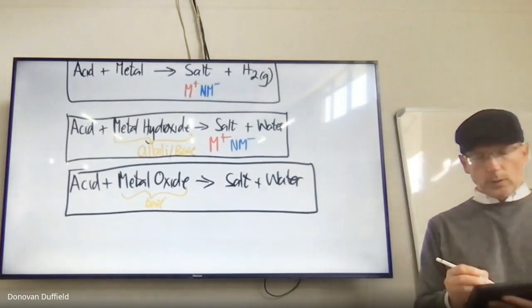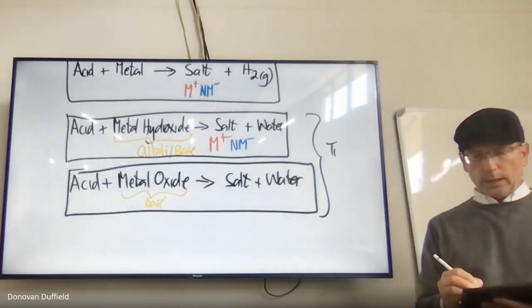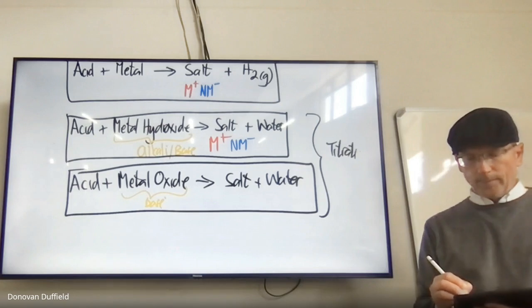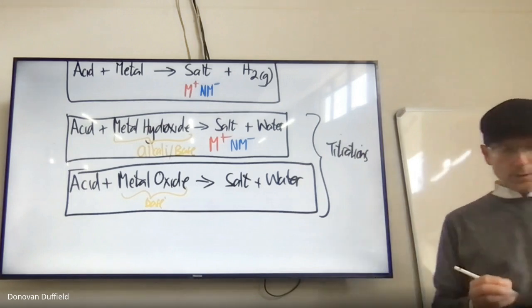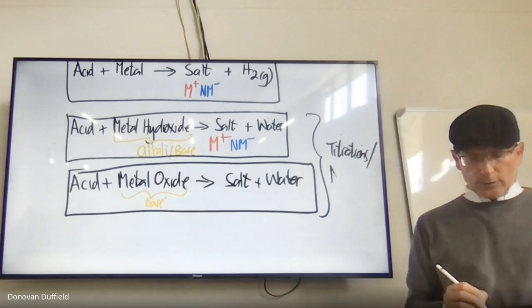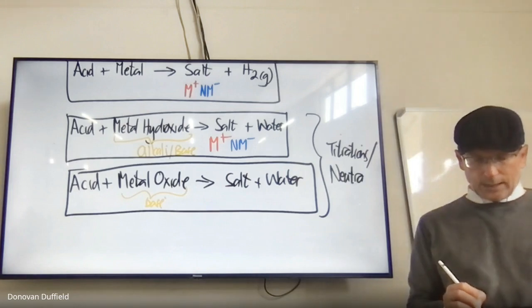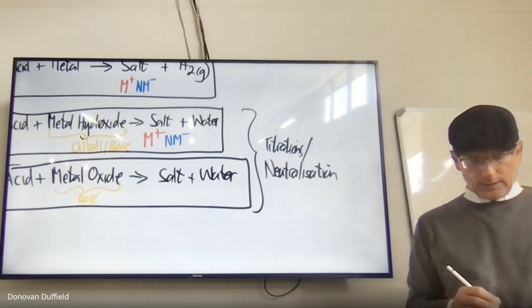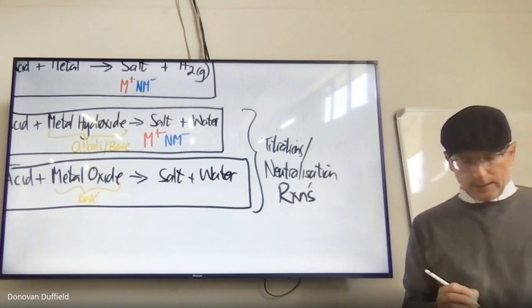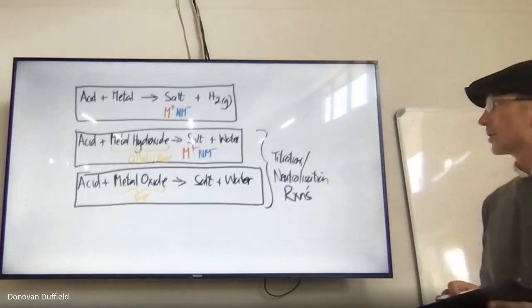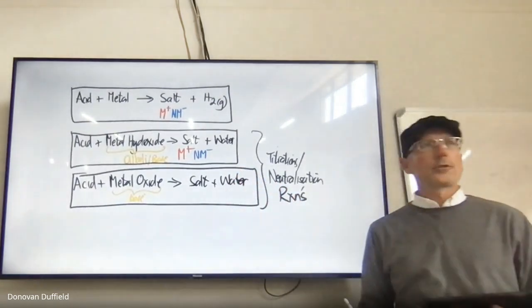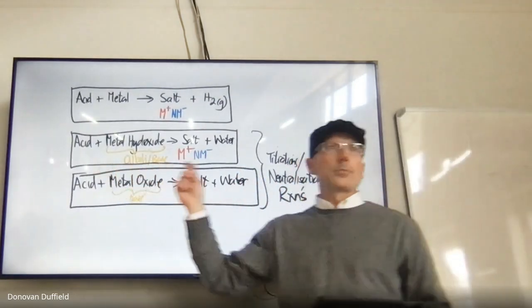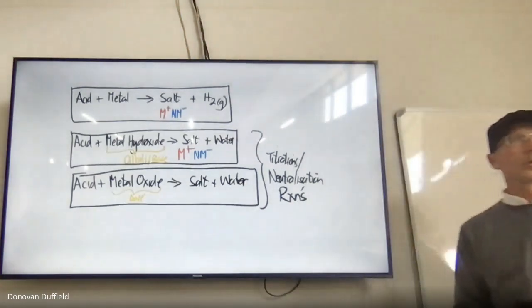We will look at what we call titrations next week, right? These are known as neutralization reactions. I use RxNS for shorthand for reactions. So these are what we call neutralization reactions. An acid is neutralized by a base to produce a salt plus water.